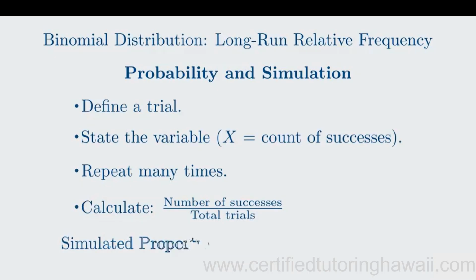By using a random number generator or a deck of cards to simulate the success and failure outcomes many times, we can build a distribution of results. As we increase the number of trials in our simulation, the proportion of successes will get closer and closer to the theoretical probability we calculate with our formulas.